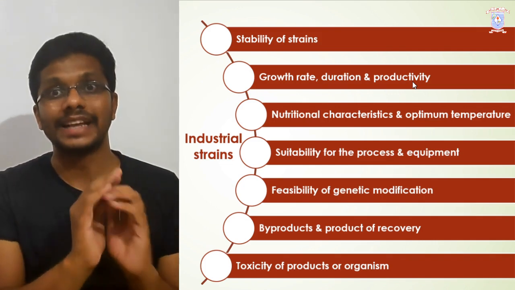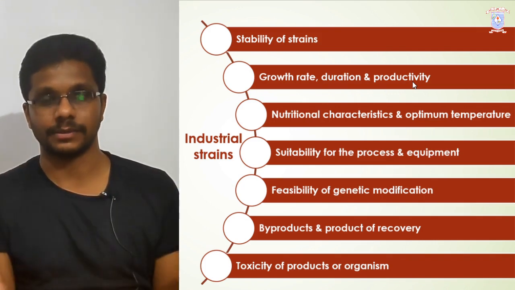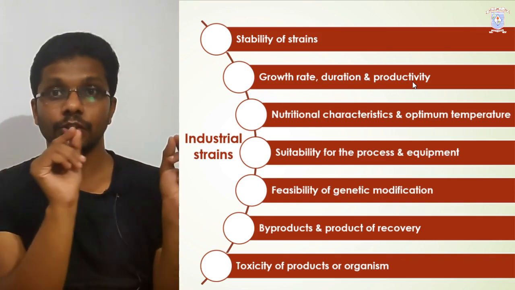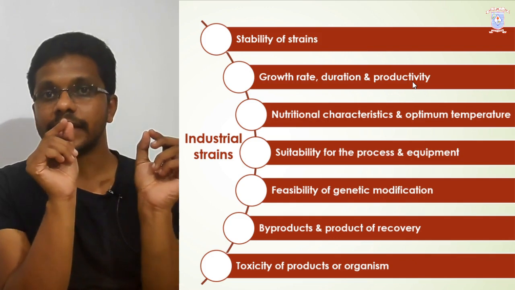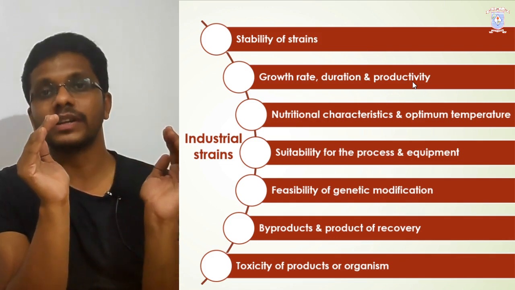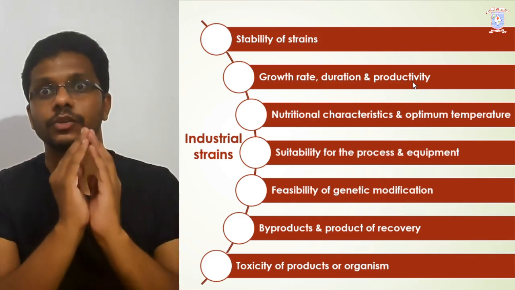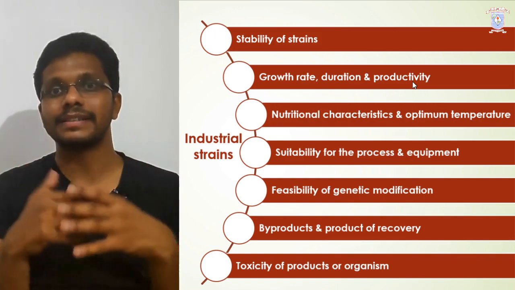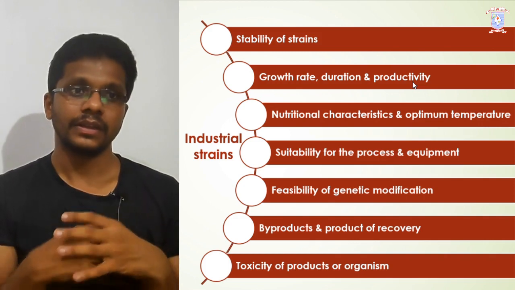Plus, it should have maximum productivity. The yield should be maximum. So, that's an industrial point of view. An ideal industrial strain should have maximum growth rate. The fermentation should occur in minimum duration and the productivity should be maximum. So, the organism which has the maximum productivity will be selected as an industrial strain.